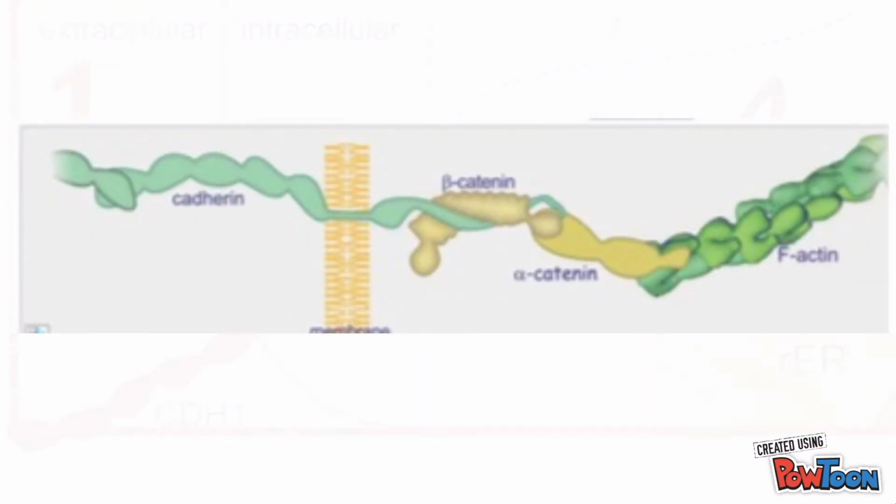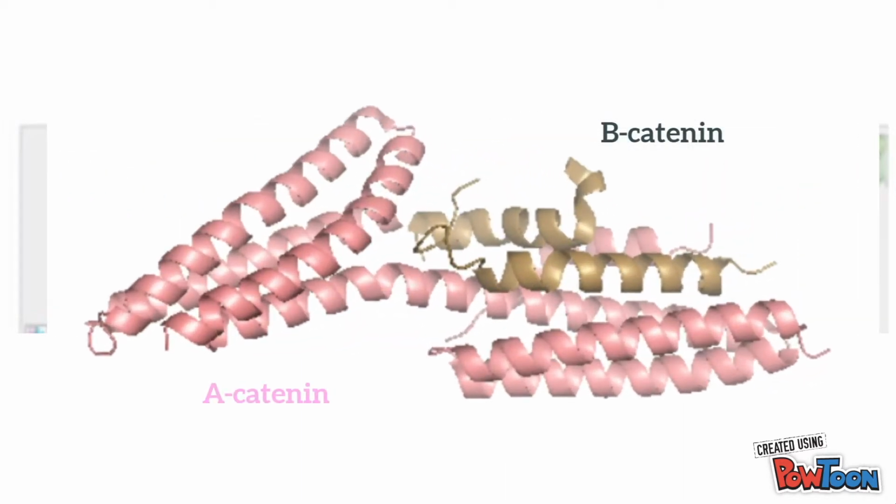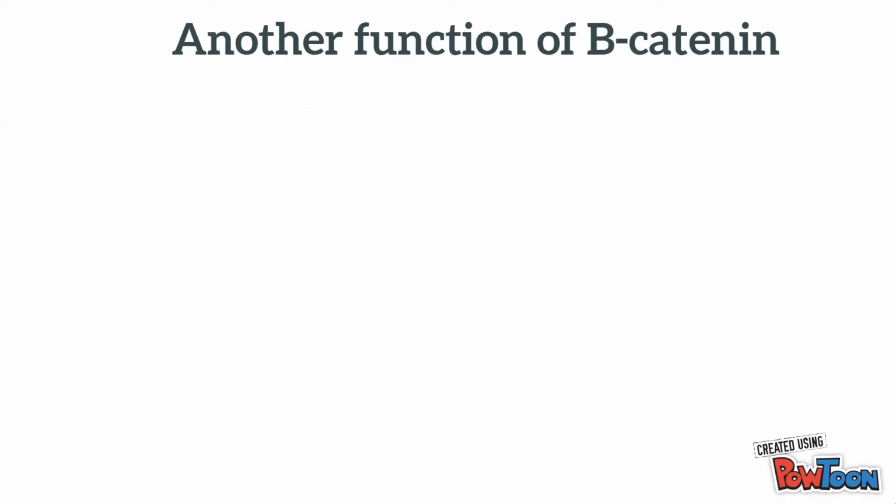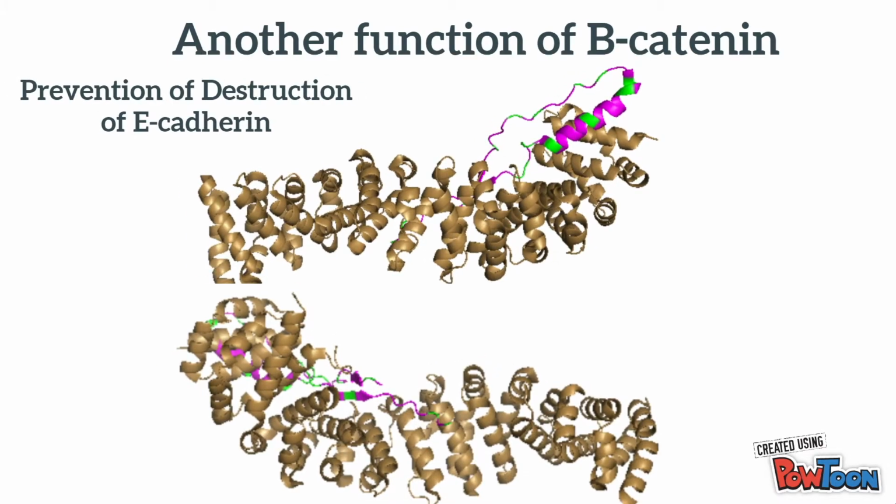The beta-catenin also undergoes another interaction. This interaction is with the alpha-catenin, which forms the link between the E-catenin-beta-catenin complex and the actin cytoskeleton. Another function of beta-catenin in this pathway is the prevention of destruction of E-catenin. Without the presence of Wnt, beta-catenin masks the pest region, which is depicted in green.